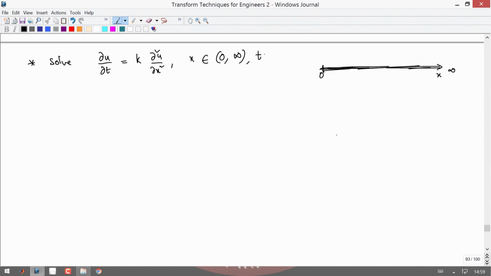and t positive. Initially at t equal to 0 you should provide a condition, because the time derivative is first order. So you have u at x, t equal to 0, you provide, let us say, 0. So at t equal to 0 the temperature of the rod is 0, and then you have this boundary. At this boundary, that is u at 0, for all times I will maintain 0 temperature. Okay, and then what else you have?